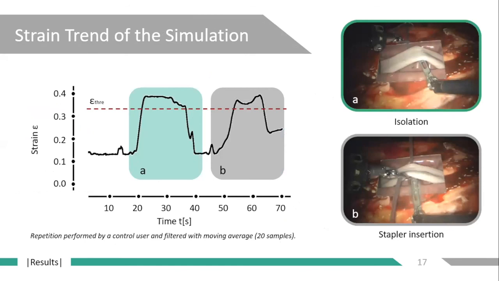And this is the trend that we found in strain over time, and we can clearly see the 2 main steps of the simulation, so isolation and stapler insertion. And as evaluative metrics, we used this red area over the threshold, called summary score, and also the maximum strain applied on the pulmonary vein.